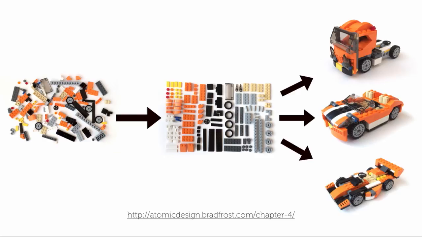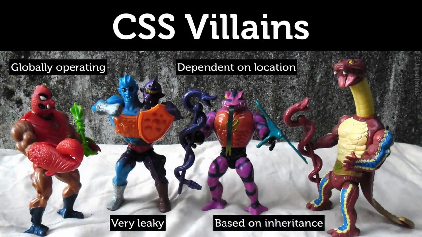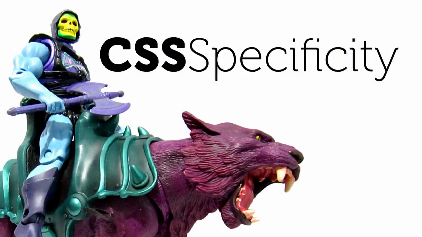But while modularity sounds amazing as a concept, it is really tricky to implement. Mainly because CSS isn't the most friendly of languages. It's globally operating, very leaky, dependent on location, hard to encapsulate, and based on inheritance. But none of this comes even close to the horrors of CSS specificity.